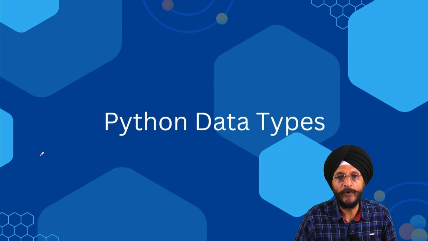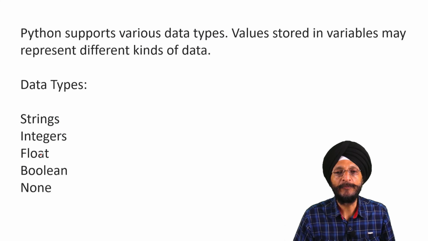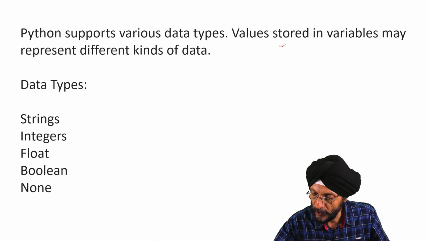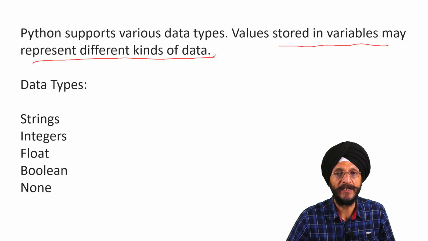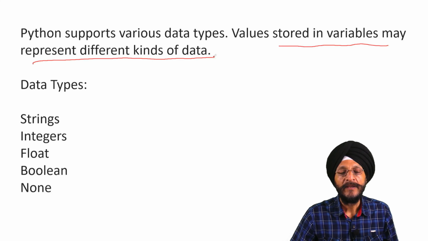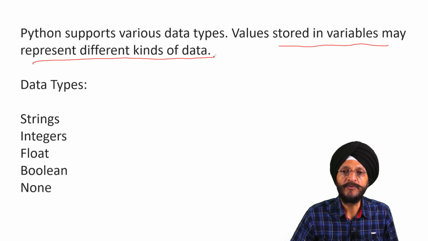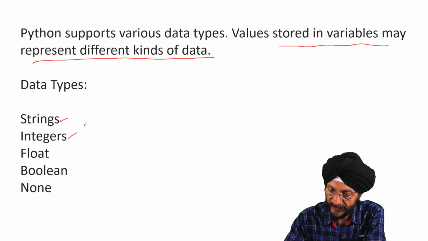Now the topic before us is Python data types. Python supports various data types. Values stored in variables may represent different kinds of data. Primarily in Python, we read 5 types of data types. The data types may be strings, integers, float, boolean, or none.